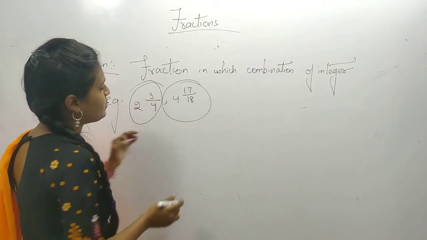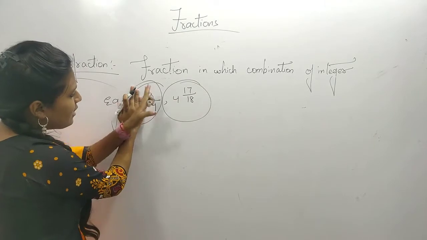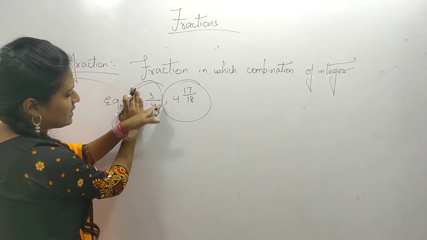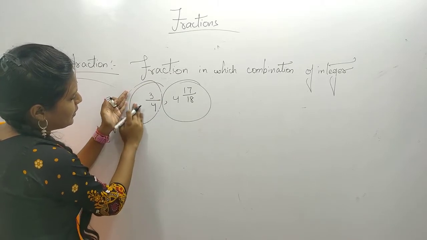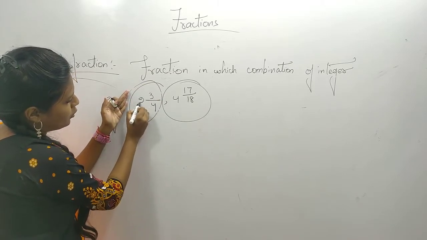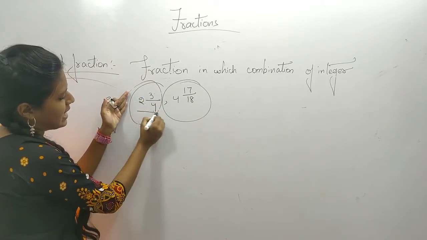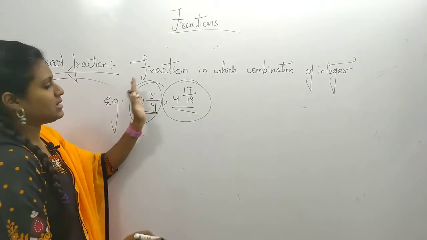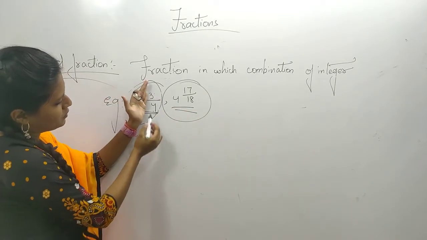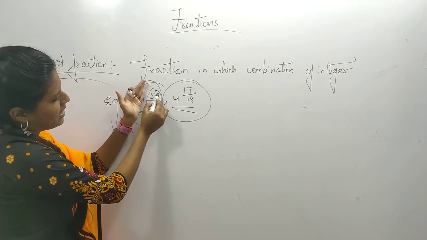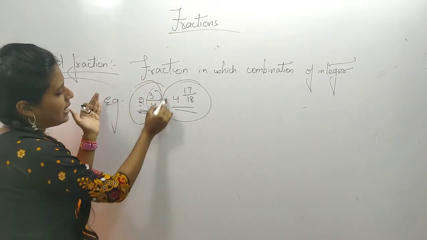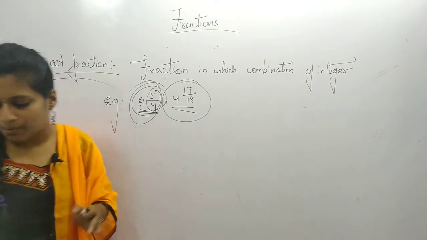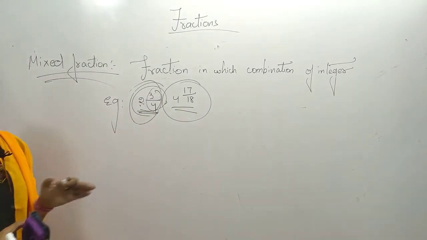Mixed means what? Here this is called the fractional form. When the fractional form comes with a whole number, as in 2 whole 3 by 4, it is called a mixed fraction. This is the fraction. You may be confused. When a number like 2 is added to this fraction, it is called a mixed fraction. Now mixed fraction is completed.